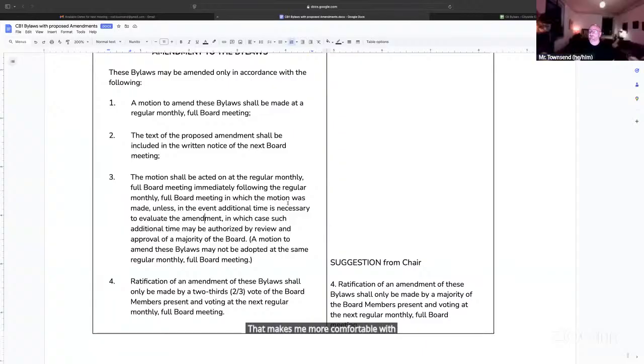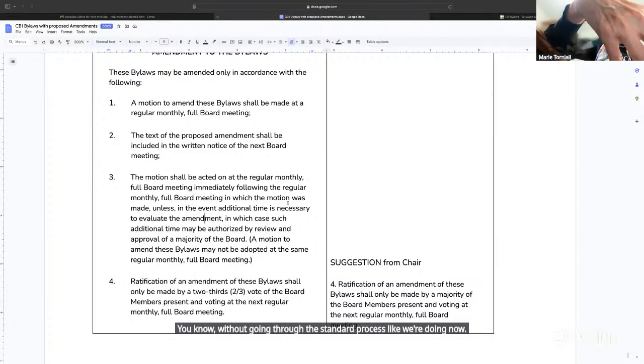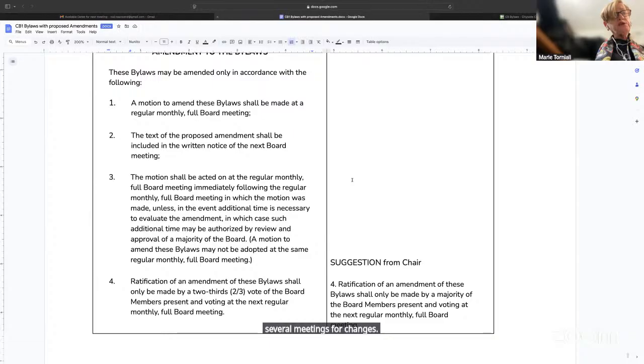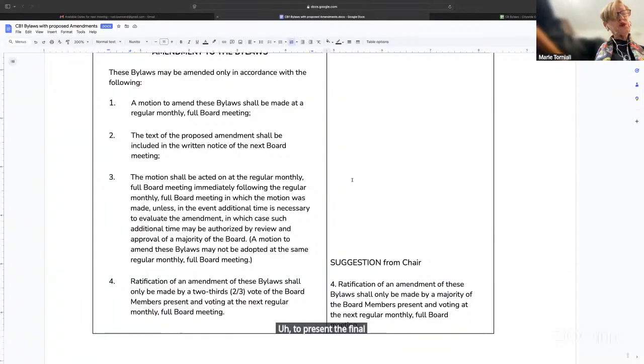Okay, Marie. Yeah, I think the vote should be standardized. While I appreciate how you feel, Adam, I don't think that could happen. It's not like we're going to spring bylaws at a meeting without going through the standard process like we're doing now. Several meetings for changes, then there'll be another bylaws committee meeting, or I don't want to put words in your mouth, Rod, to present the final product, and then it will go to the board. So I don't think, no offense, that we need to worry about that.